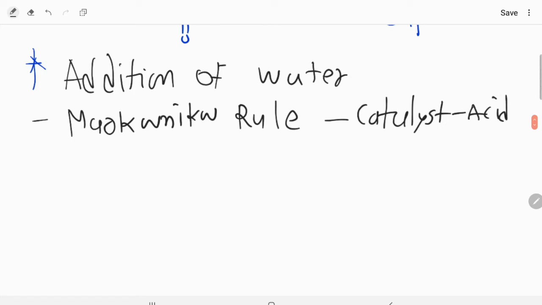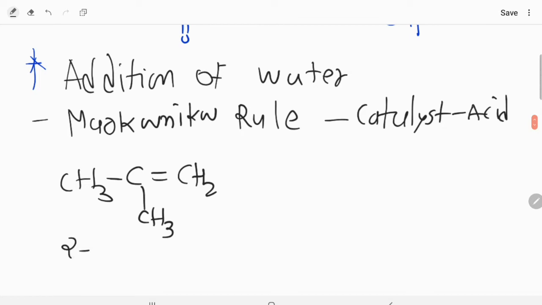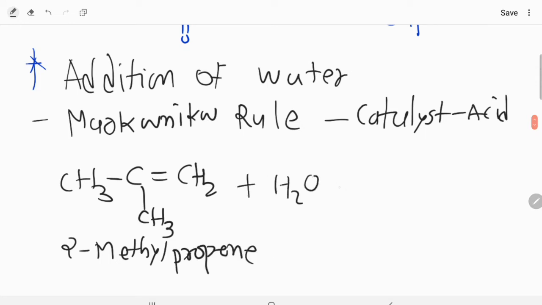Okay, now see what will exactly happen here. Suppose you are given CH3, C double bond CH2, and CH3, which is known as 2-methylpropene. Now when H2O is added in the presence of H plus, it will give H plus and OH minus. That's very simple.